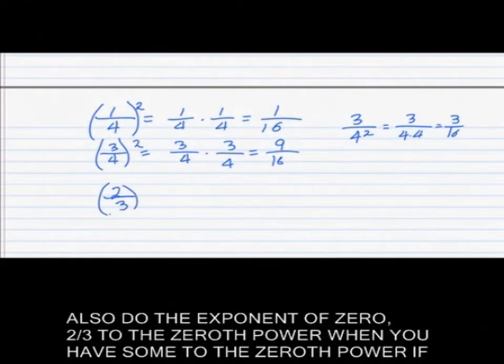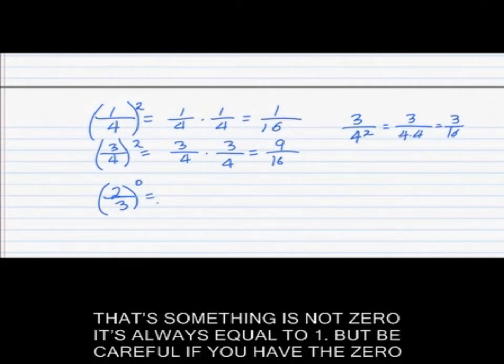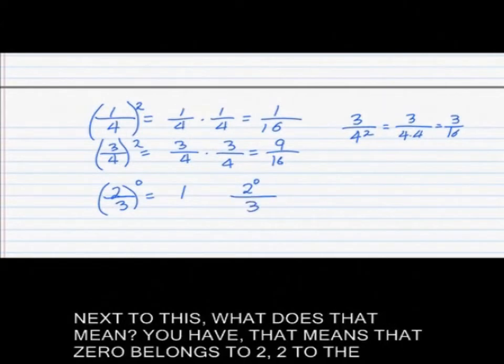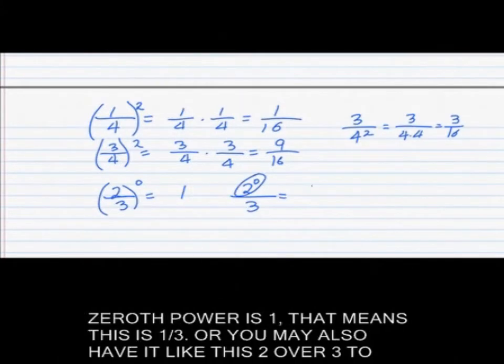2/3 to the 0th power. When you have something to the 0th power, if that something is not 0, it's always equal to 1. But be careful. If you have the 2 next to this, what does that mean? That means the 0 belongs to the 2. 2 to the 0th power is 1. That means this is 1/3.